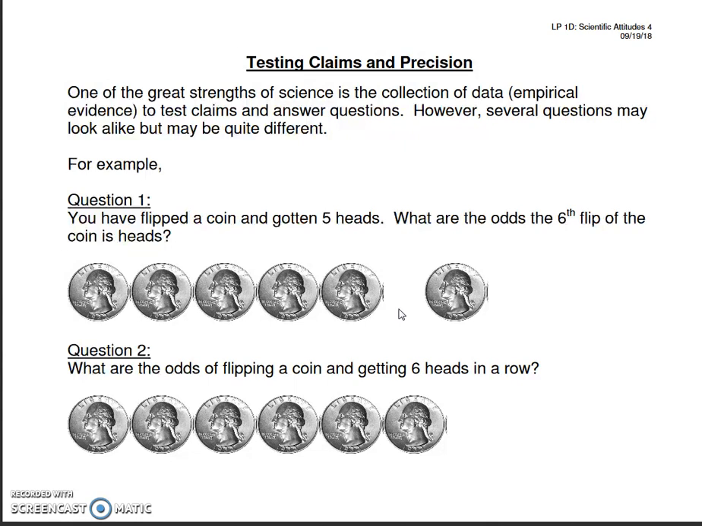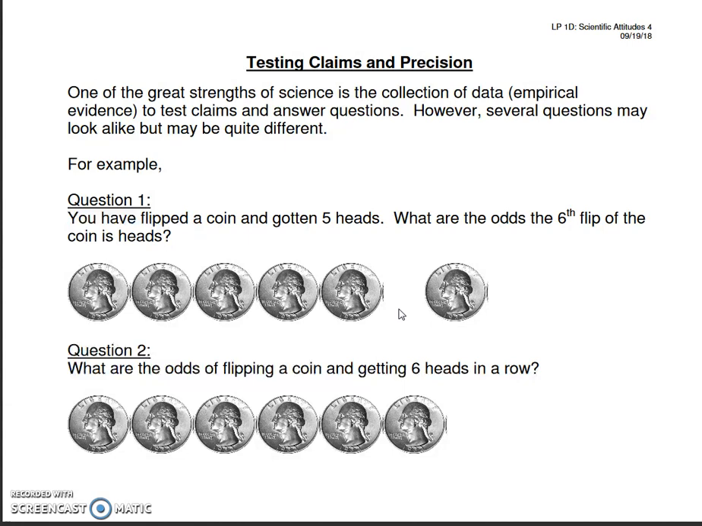So the first question, you've flipped a fair coin, we'll assume it's a fair coin, and gotten 5 heads in a row. What are the odds that the 6th coin flip is going to be heads? So that's question number 1. Question number 2 is very similar, but it's asking a different question which has a different answer. What are the odds of flipping a coin and getting 6 heads in a row? These are two different questions with two different answers, and if you're not careful, you're thinking fast, you're multitasking, you're sleep deprived, it's very easy to confuse the two.